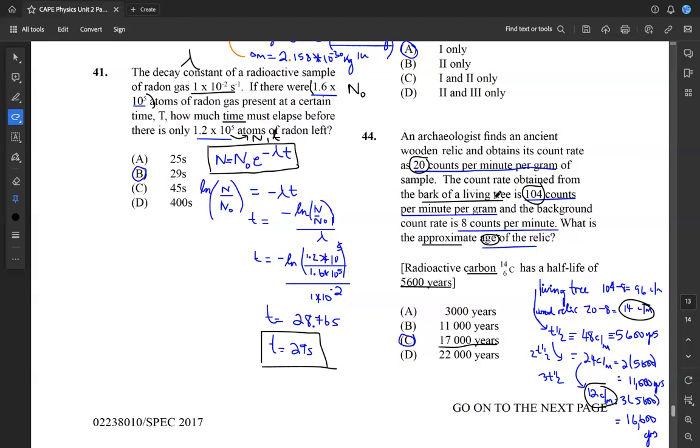Let's find out how long it would take the living tree to get to a count rate that's similar to what the wooden relic is. And then that would be the age of the wooden relic. Okay? So just sit with this one for a little bit as well. It's a lot of math in it.